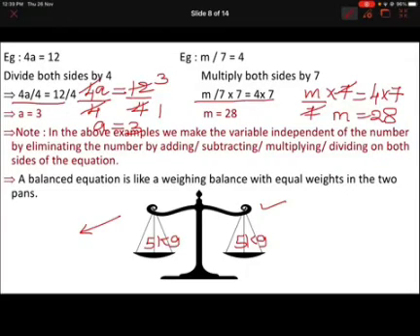Please remember, whatever you do, if you want to subtract, you will subtract the same thing here. If you want to multiply, you will multiply. If you want to divide, you will divide. Both sides, the same number has to be operated. Otherwise your balance gets disturbed. That is what we mean by a balanced equation. Clear? Next, trial and error method.